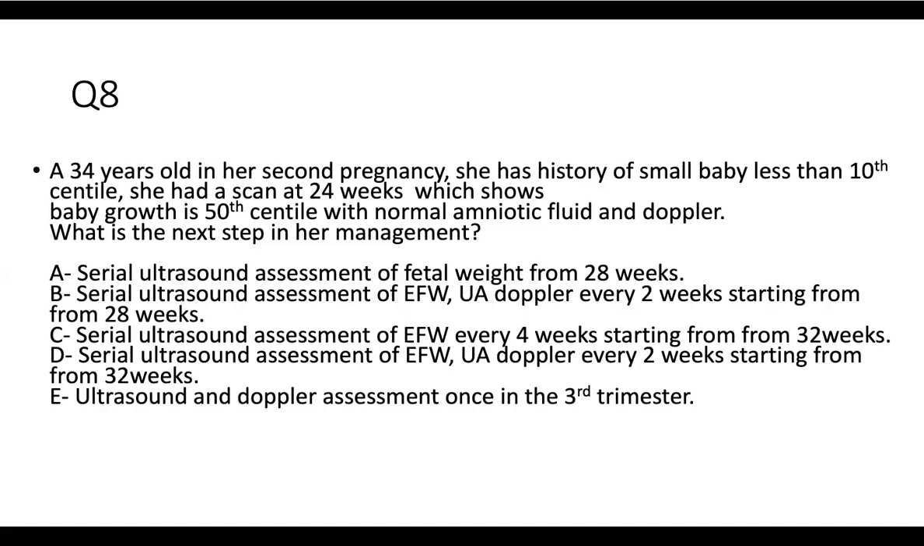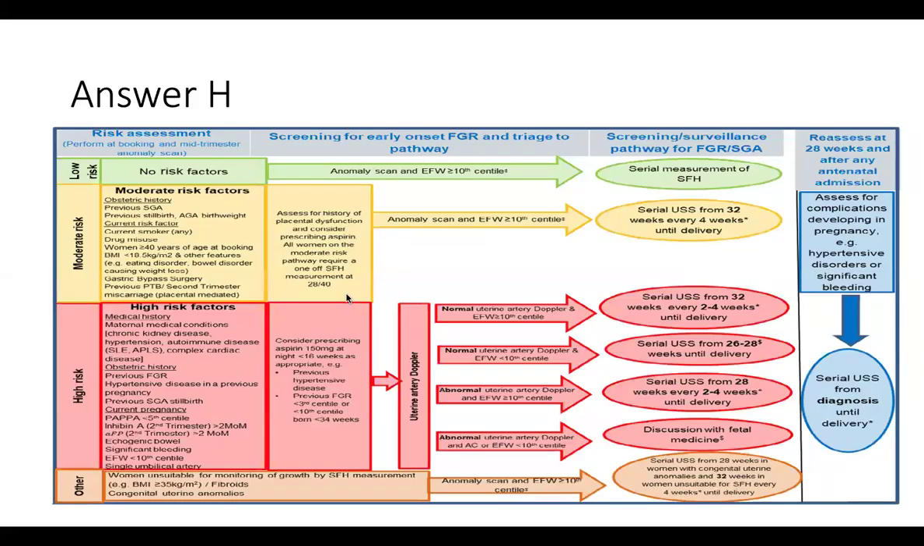Don't overthink why they did the Doppler. Okay, fine, they did the Doppler, no harm, okay? So now I have to deal with the situation. Normal growth, normal everything. She's at moderate risk. Where does this take you? This will take you to the moderate risk category in the algorithm, right? Directly, we go up there, okay?